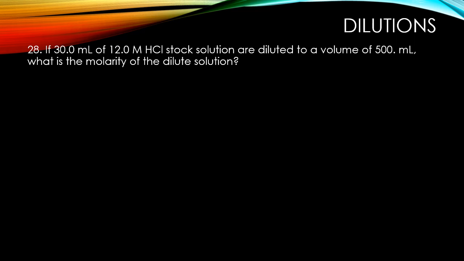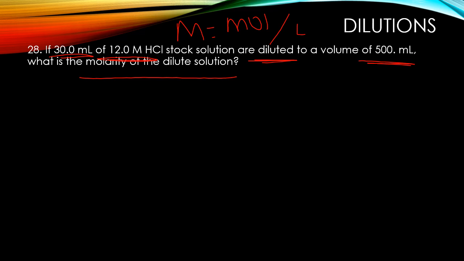Number 28. Now, it's telling you this is a dilution problem. Looking at this, I know it's a dilution problem because it says that 30 milliliters of a 12 molar HCl stock solution are diluted to a volume of 500 milliliters. What's the molarity? So there are two volumes. That gives me my first hint. It's a dilution problem. And then I'm asking about another molarity. If you're using the molarity formula, there's only going to be one molarity in one volume. That's not the case with this problem, so it's not that formula.